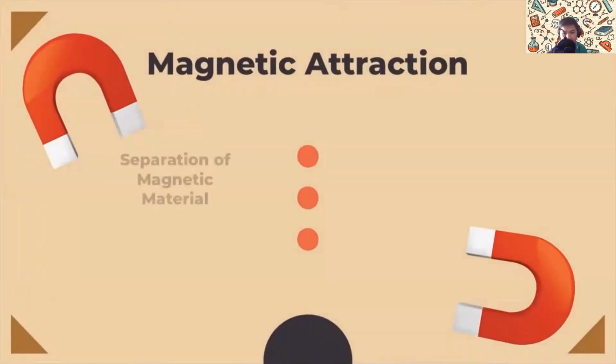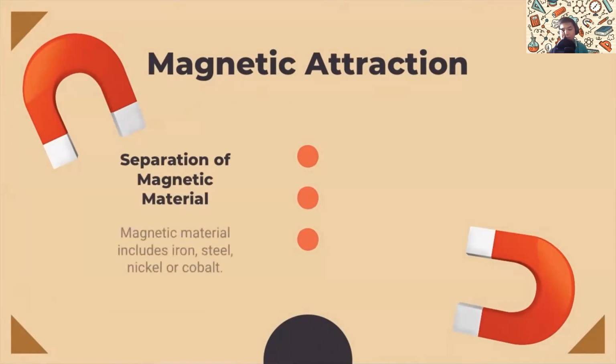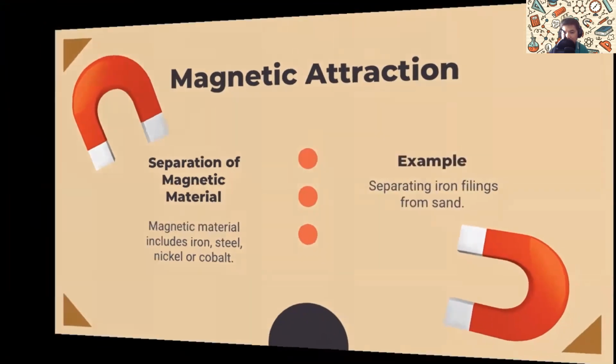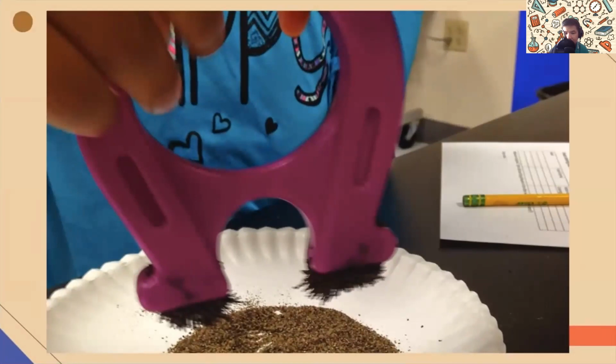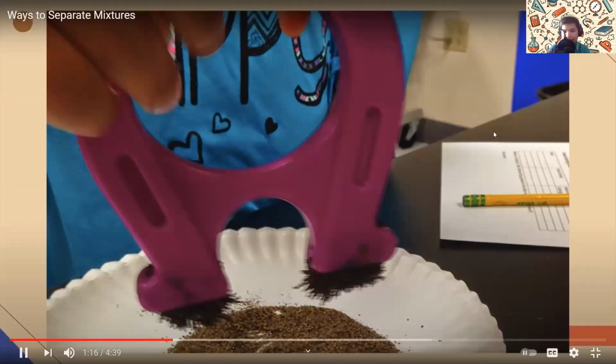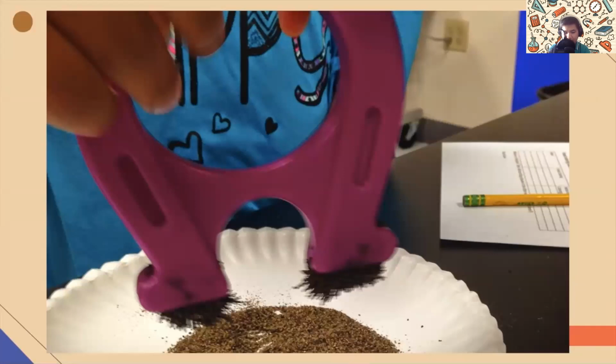Also, magnetic attraction, which is a separation of magnetic material from non-magnetic material. Magnetic material includes iron, steel, nickel, or cobalt. An example of this would be separating iron filings from sand. Now let's see what that looks like. So here the student is holding a magnet, and on the plate is a mixture of sand and iron filings. You can see that the magnet attracts the iron, thus separating the mixture.